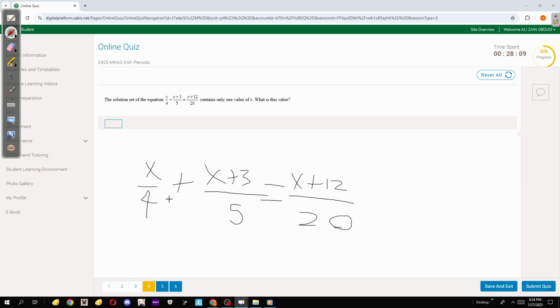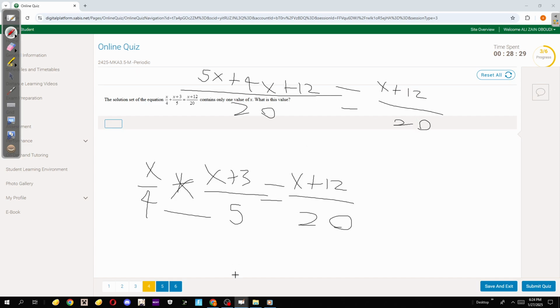You're gonna want to do the same thing as the last question. Cross multiply the denominators. You'll get 5x plus 4x plus 12 over 4 times 5, 20 equals x plus 12 over 20. So again, going back on what I said in the last question, since it's 5x plus 4x plus 12 divided by 20, and here it's x plus 12 divided by 20 again, you can move one of the 20s to the other side and cancel them out.